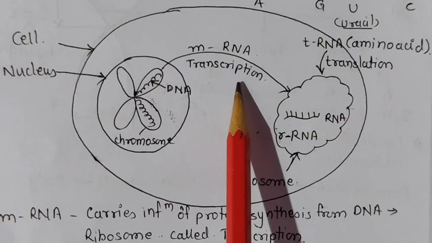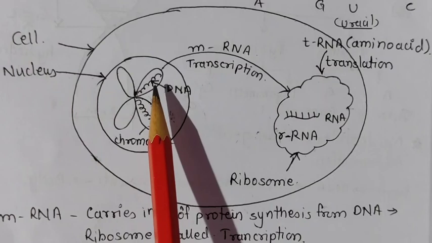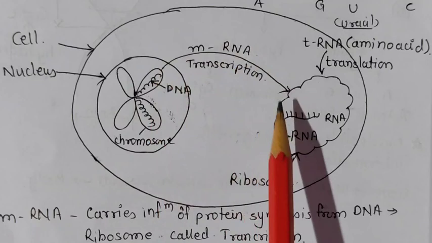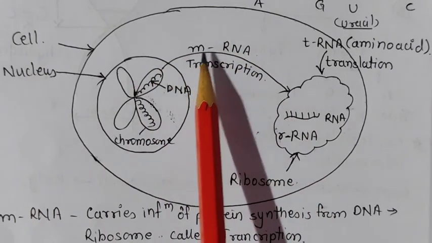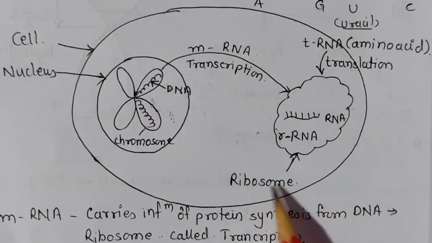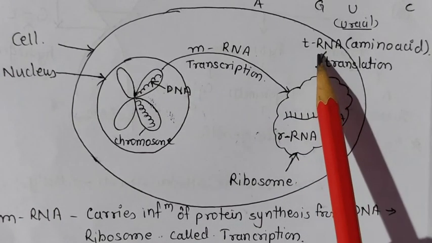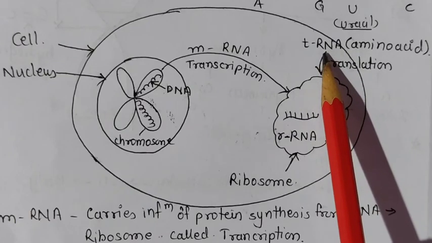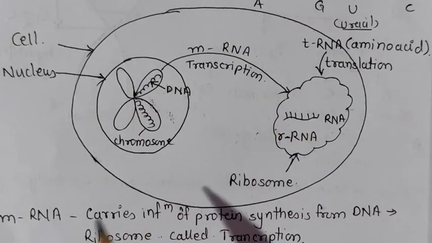Here it is written: the mRNA is carrying the information of protein synthesis from DNA to the ribosomes. That process is called transcription. This is done by mRNA, where M is messenger RNA. Now when it is brought to this ribosome, in this ribosome there is one more type of RNA, called tRNA. That tRNA is bringing the amino acids.